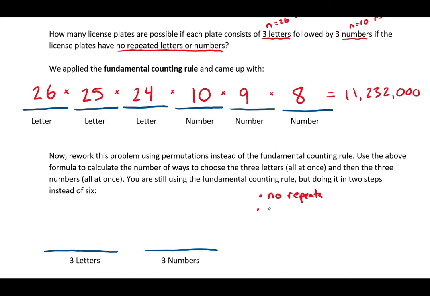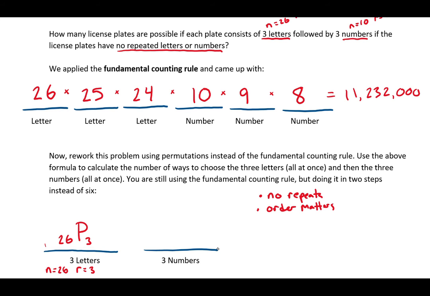and order matters. Order matters. So how many ways could we choose three letters out of the 26? So n, again, n would be 26, r would be 3. All right, so that's 26 permutation 3. Now we have to calculate this, but this is just our symbol for the number of ways you could select 3 objects out of 26 if order matters and there's no repeats.